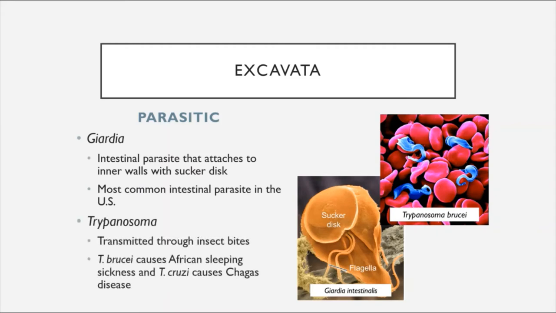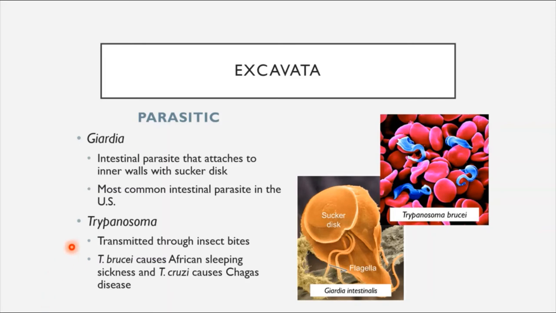Giardia is an intestinal parasite that uses a sucker disc to attach itself to the inner wall of your intestines. It is the most common intestinal parasite in the US, and it causes a very nasty diarrheal disease that sometimes can be really difficult to get rid of. I had a cat once that was infected with Giardia, and it was a long road for him to be able to clear that parasite from his intestines.